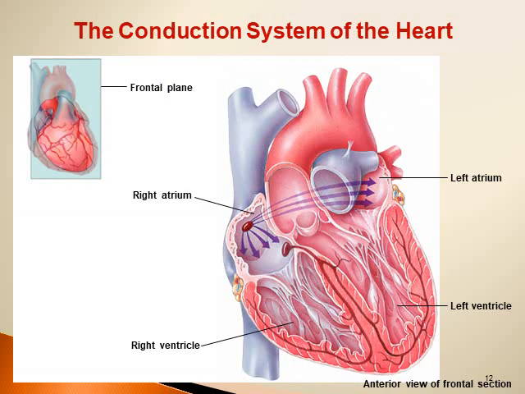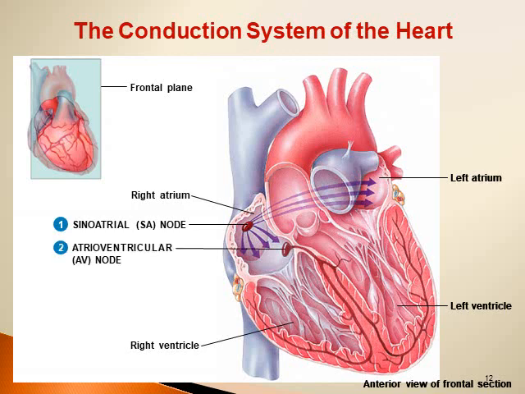The conduction system of the heart is formed by the special arrangement of the autorhythmic fibers in the different chambers of the heart. As you can see here, we have both atria and we have both ventricles, the right and left ventricle. The first collection of autorhythmic fibers is present in the wall of the right atrium, and this is called the sinoatrial node, or the SA node.